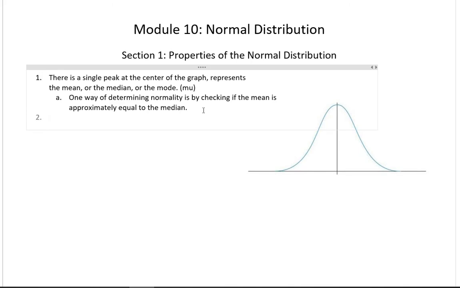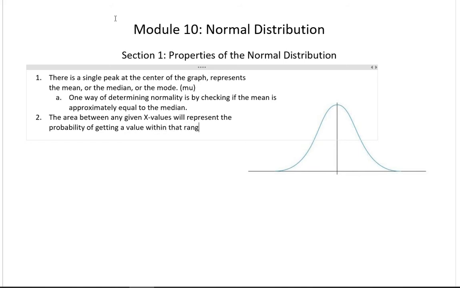Another thing about the normal distribution is that the area between any given x values, and we say x values because if you notice, we're going to be identifying values on the x-axis below the curve itself. So the area between any given x values will represent the probability of getting a value within that range. Which means it's really, really good for continuous data sets. Although it could be used for discrete data sets, we're going to typically use those as continuous.